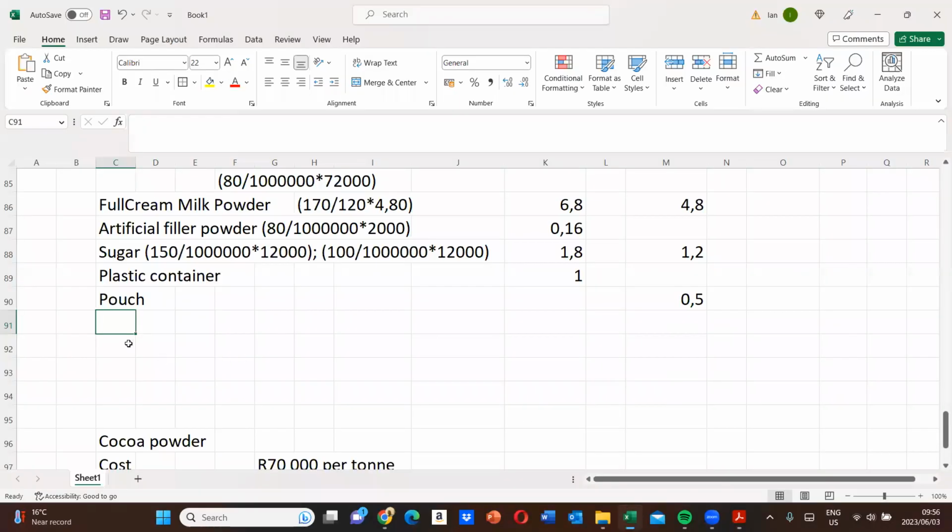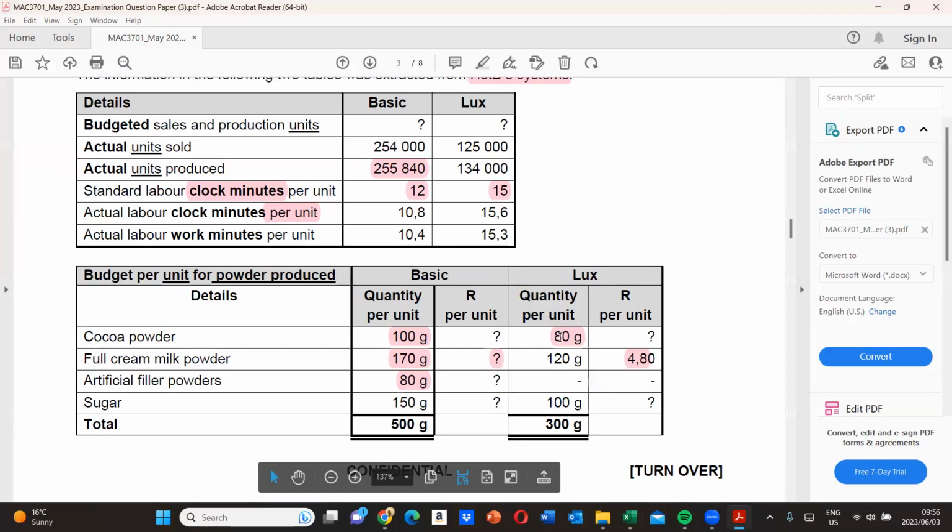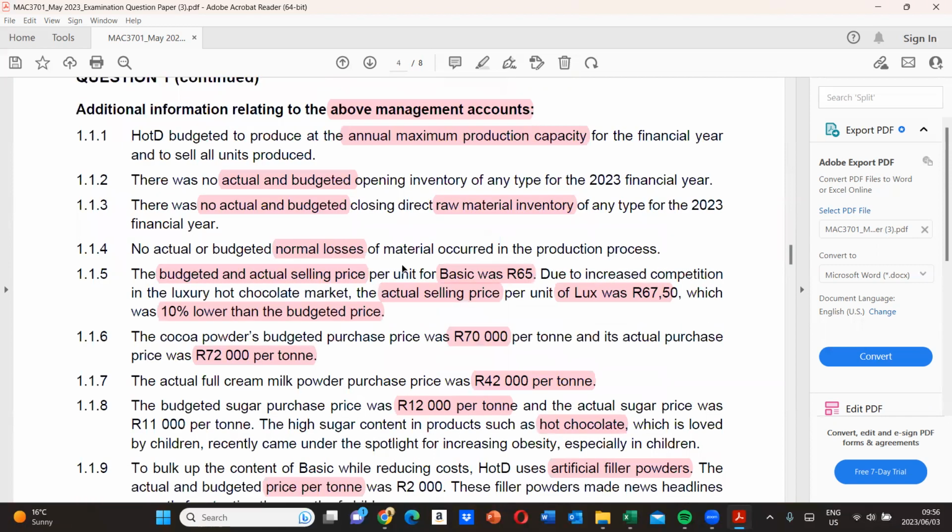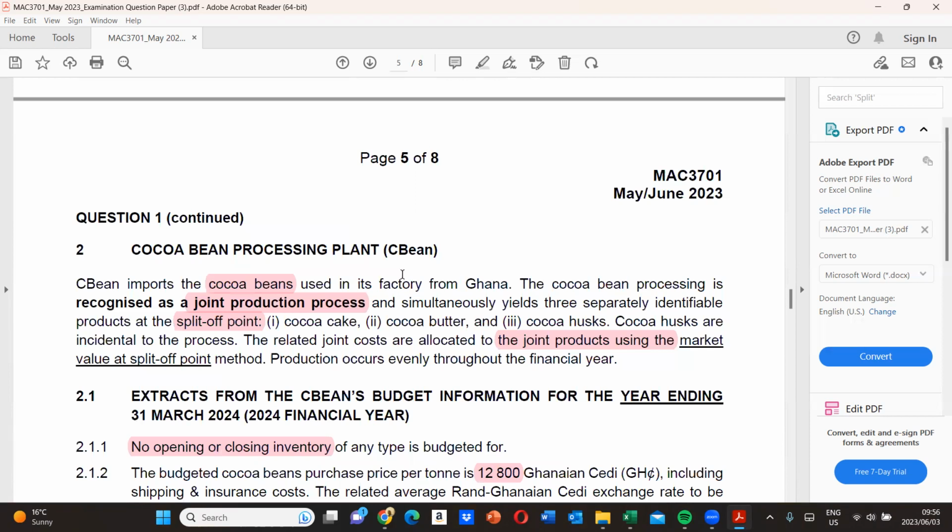And then let's look at direct labor. In regards to direct labor now, let's see what is the cost of labor. Here it's taking us 12 minutes, and there it's taking us 15. So what is the budgeted cost of labor?